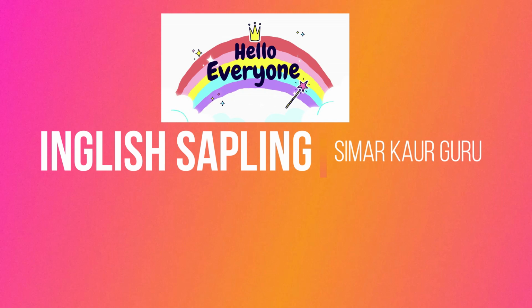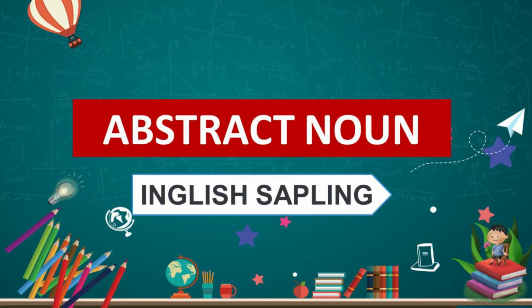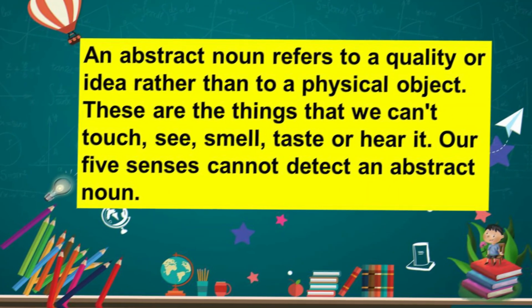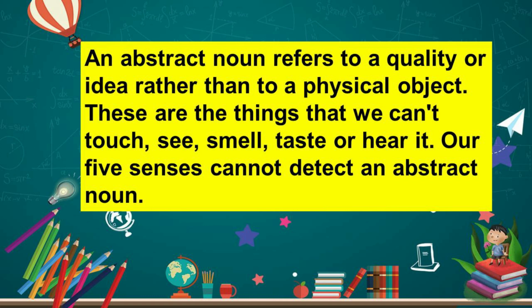I am Simafar Guru presenting a new video in front of you on a very interesting topic that is abstract noun. So let's begin with its definition. What is an abstract noun? An abstract noun refers to a quality or idea rather than to a physical object.